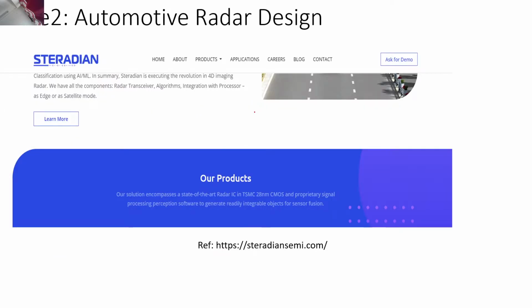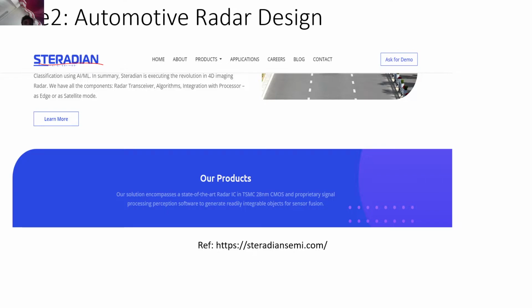Now the second example that I want to give you is the case of the automotive radar. This is taken from a semiconductor company's website, and by the way, just a standard disclaimer, I am not endorsing the products of these companies. I am just taking it for educational purposes, okay? So don't tell me that we are favoring these two companies.